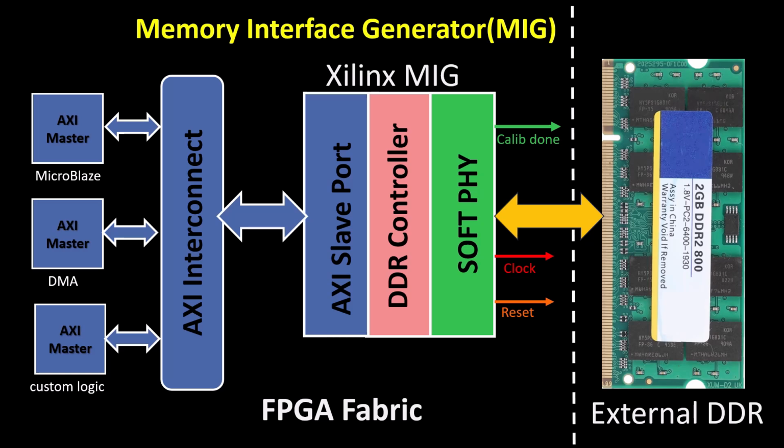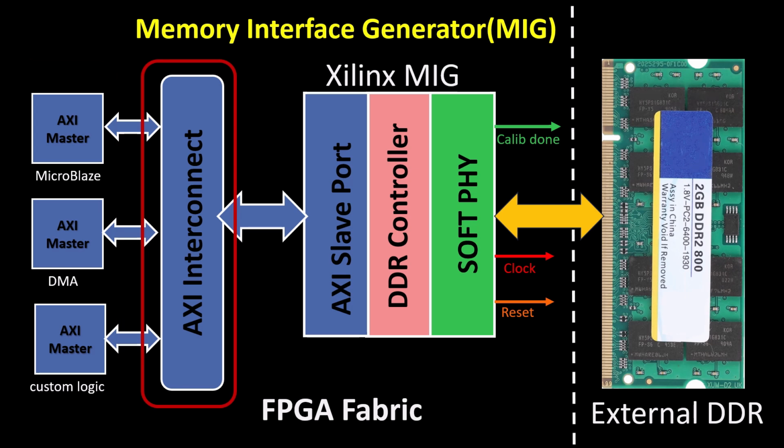This block diagram shows how Memory Interface Generator connects multiple AXI masters inside an FPGA to an external DDR memory. On the left side, there are multiple AXI master components, such as a microprocessor, DMA engines, or custom logic blocks. They act as data sources, and they need to read or write to external memory using the AXI protocol.